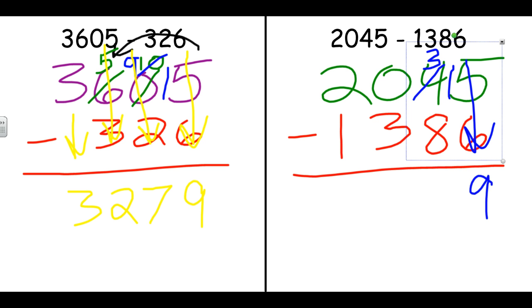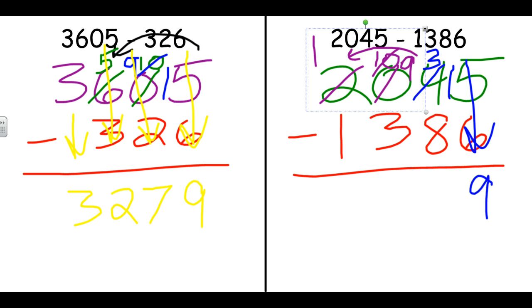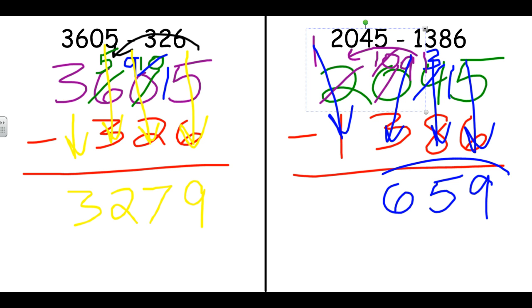And so for the 3, we can't take away 8 from 3, so we have to go all the way over to the hundreds, make that a 1. Make that a 10, which becomes a 9. And now our tens is a 13. 13 minus 8 is 5. 9 minus 3 is 6. 1 minus 1 is 0. So the difference is 659.